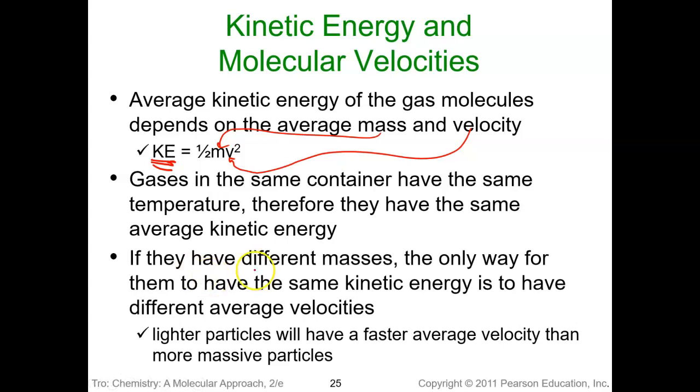If they have different masses, the only way for them to have the same kinetic energy is for them to have different average velocities. So lighter particles will move faster than massive particles.